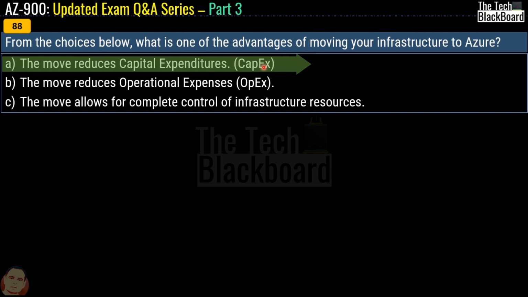And I have explained this many times that the core essence of moving to Azure cloud or any other cloud is operational expenditure. So cloud services let you reduce your capital expenditure to a great extent and then move from capital expenditure to operational expenditure.